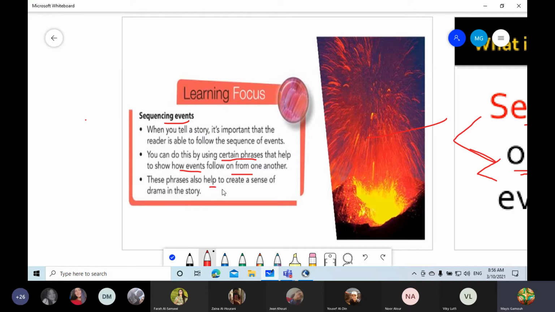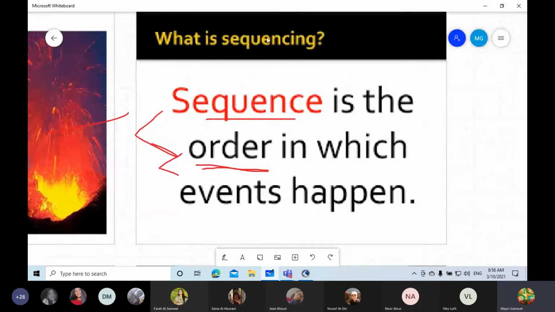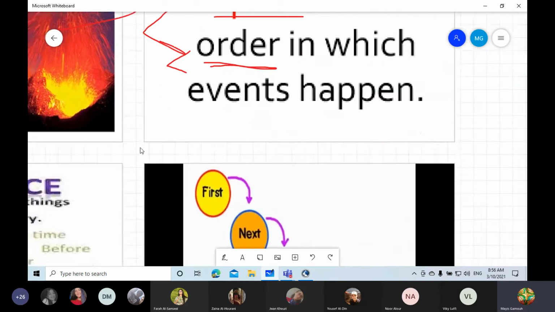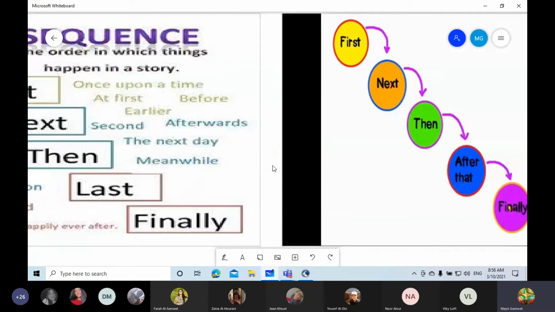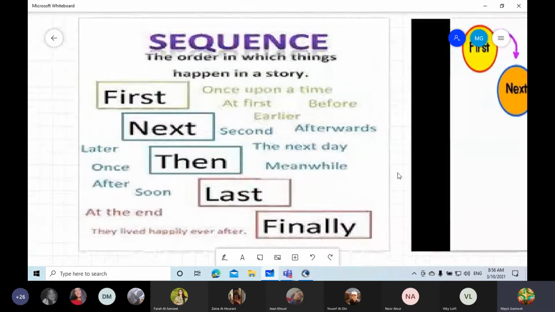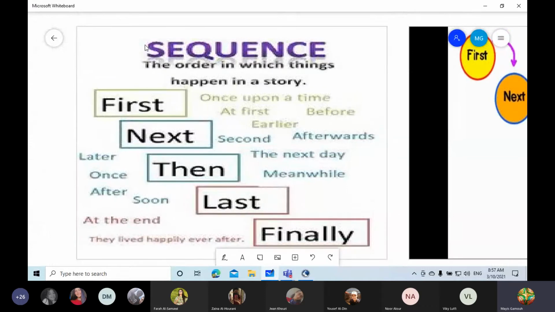These phrases also help to create a sense of drama in the story. It also gives you a sense that there is something happening in the story. There is a conflict, there is a plot, there is a series of events talking regarding something. So it creates a sense of drama in our story. So one more time, the word sequence is the order in which events happen. Let's go back now to get introduced to some of these sequence phrases.